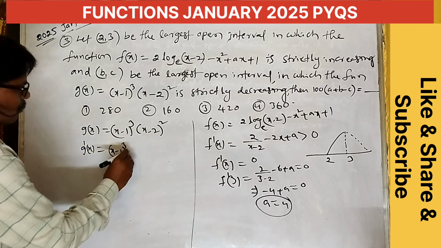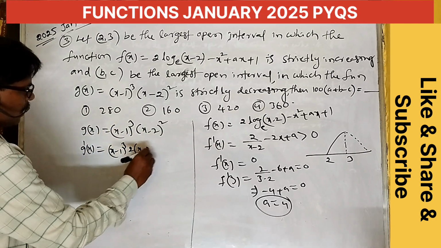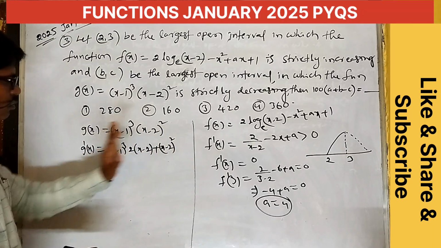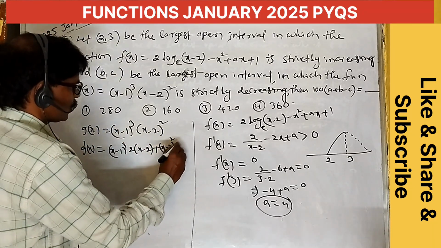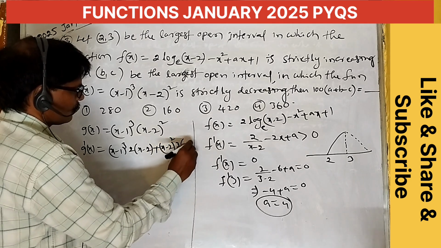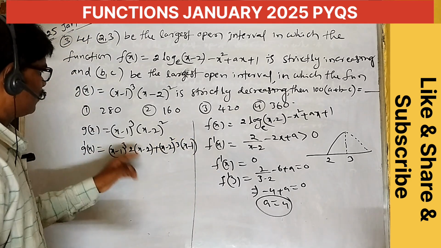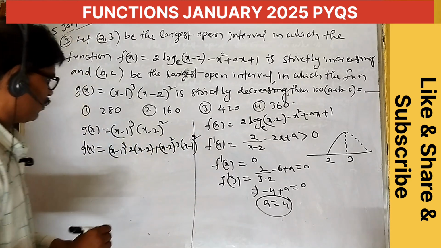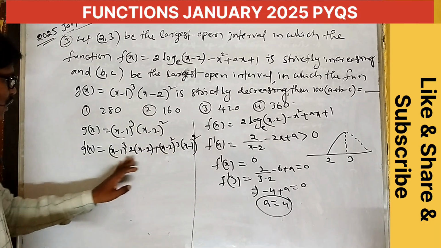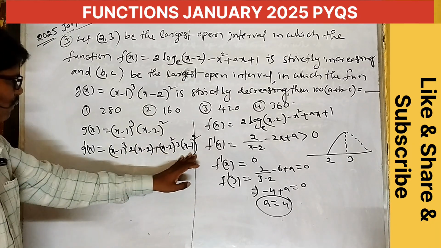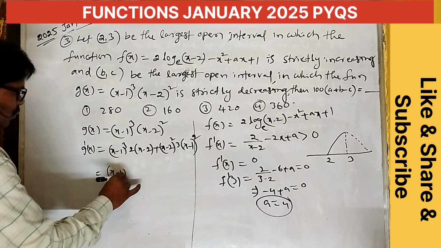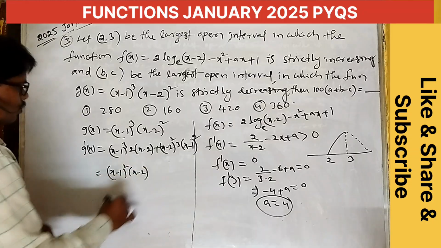Next, the derivative of the second part: 2 into (x minus 2) plus (x minus 2) whole square, and the derivative of the first is 3 into (x minus 1) square only. What are the common factors here? (x minus 2) whole square here also, and (x minus 1) whole square. (x minus 1) whole square is the common factor, into here (x minus 2) is the common factor.